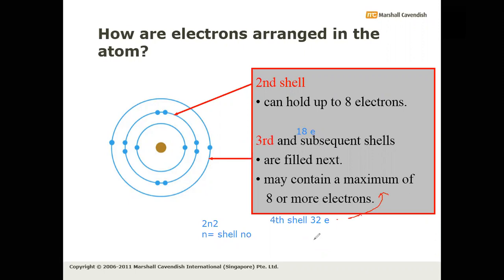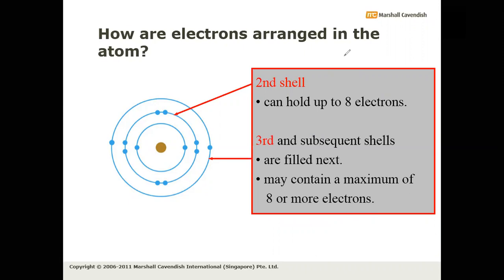1 square is 1, 2 times 1 is 2. 2 square is 4, 2 times 4 is 8. 3 square is 9, 2 times 9 is 18, and so on. So this is the rule for filling the maximum electrons. But from your O levels concept, and it always applies in chemistry, if a shell is filled with 8 electrons, it will behave as a full shell.